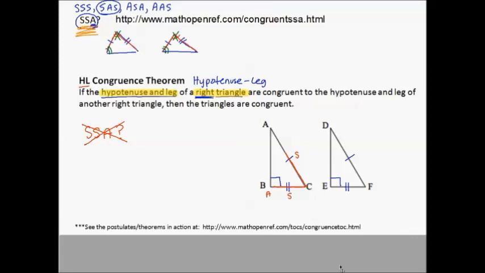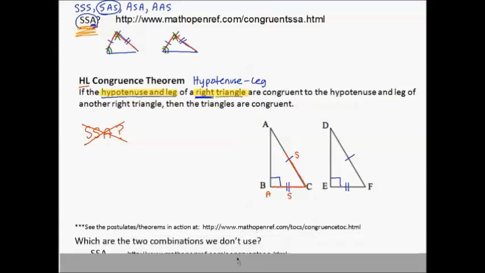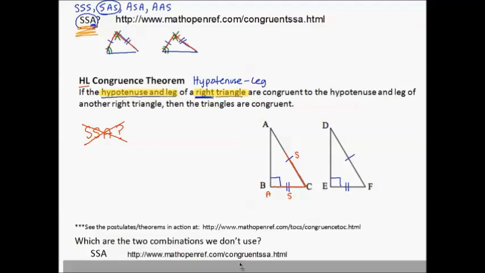For more information and to see these postulates or theorems in action, try visiting this website at Math Open Reference. So let's talk about which are the two combinations that we don't use and we haven't shown as postulates or theorems. Side-side angle we talked about, spells the bad word backwards is an easy way to remember it. Check out this website to see how that doesn't work.